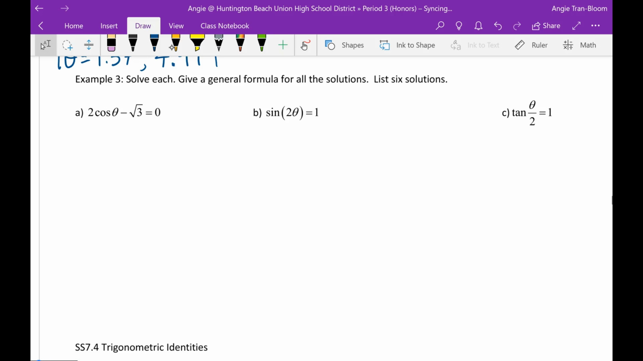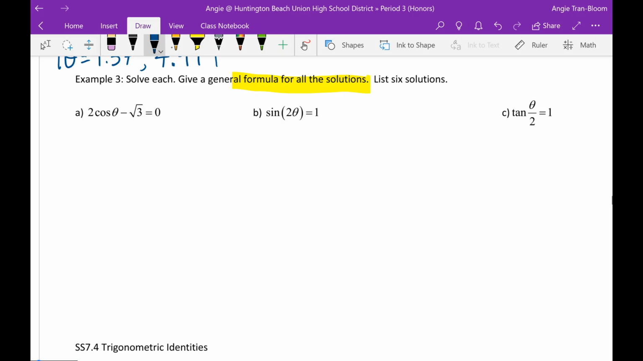Can you help me read the instructions, please, Alexandra? Give a general formula for all the solutions, list 6 solutions. Awesome. Can you see that here? You have to list a formula because did I give you a restriction for your theta? No. If the restriction for theta isn't there, and this is very common on an exam or worksheet, it means there will be infinitely many solutions, because isn't a trig function repeating forever? So when that's the case, you have to give me a formula. Then it says give me the first 6.